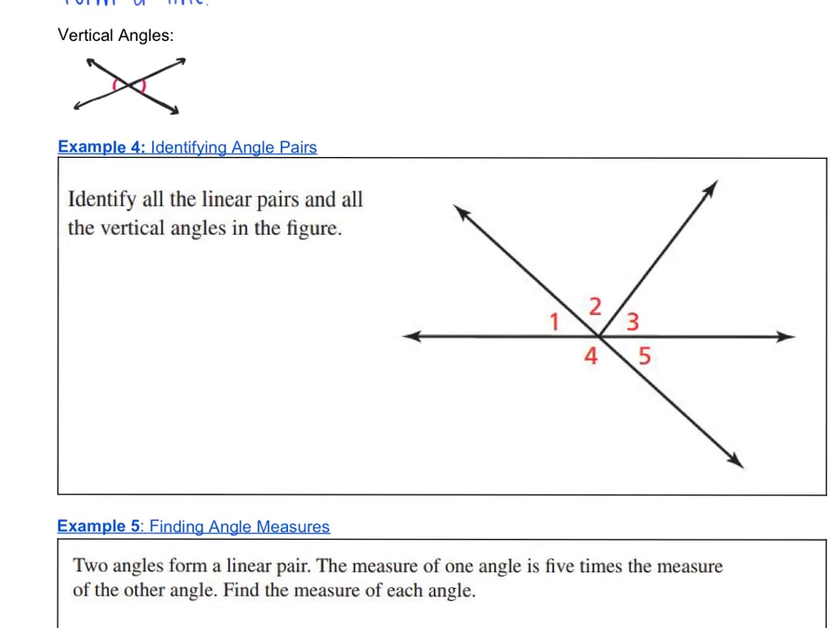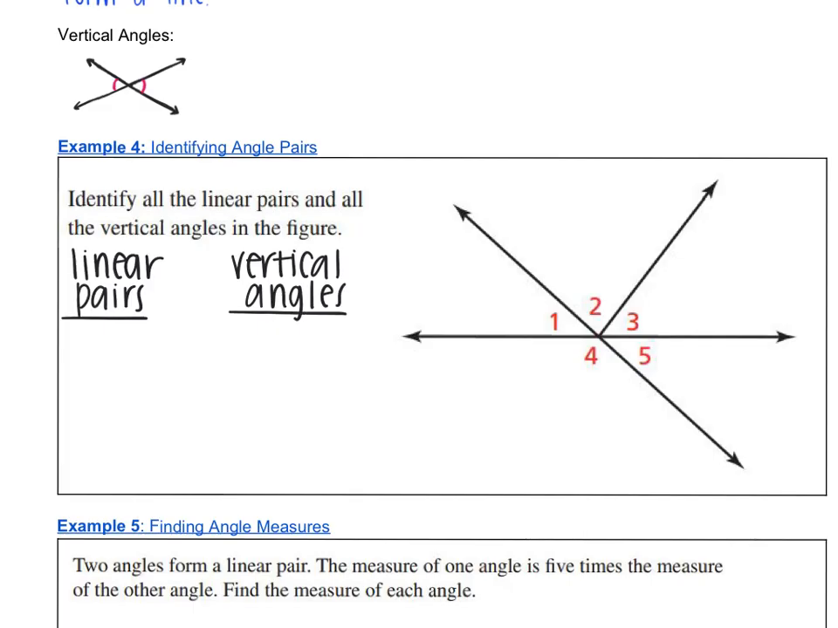So it says identify all the linear pairs and all the vertical angles in the picture or in the figure. So let's start by creating our two categories here. We're going to identify all of our linear pairs and all of our vertical angles. So I'm just going to make two columns here, and under each column I'm going to write all of the pairs. So a linear pair would be two angles that form a line.